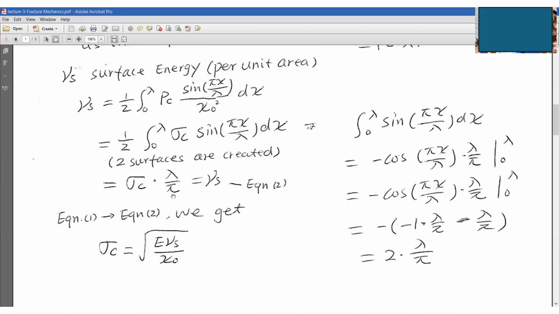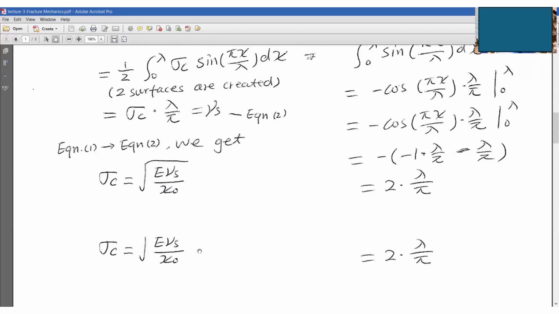Right? Gamma s. We must substitute equation 1 into equation 2, and we can get this sigma c, which can be written as the square root of E gamma s divided by x0. So this is a very, very important equation.